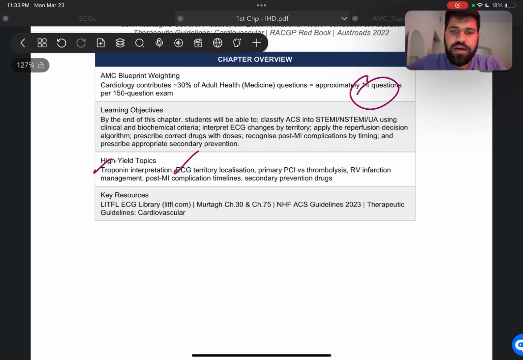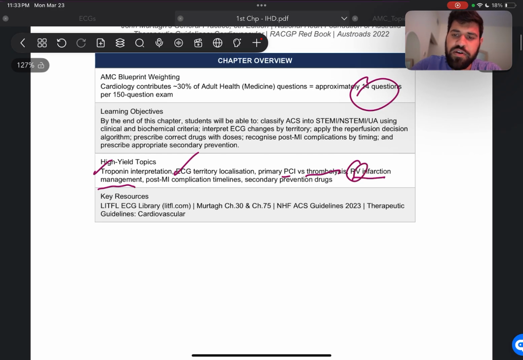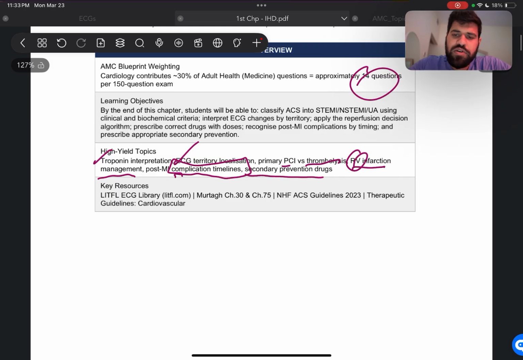Now, then we have also PCI and thrombolysis, very important topic, right ventricular infarction and its management, because the management for right ventricular infarction is completely different than for the other infarctions. Then post-MI complication timelines. This is very important because every single hour, day, month, or week has a different complication related to post-MIs, and AMC likes to question about it a lot. And then secondary prevention drugs. Now, along with secondary prevention drugs, there also will be lifestyle changes, and AMC is known to question that.